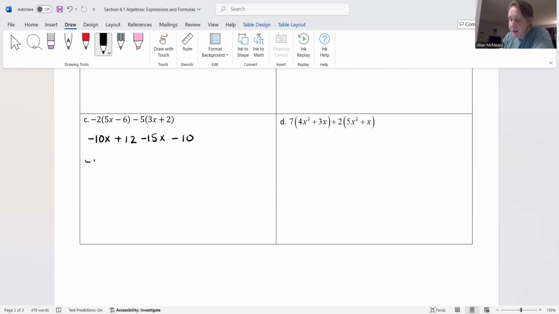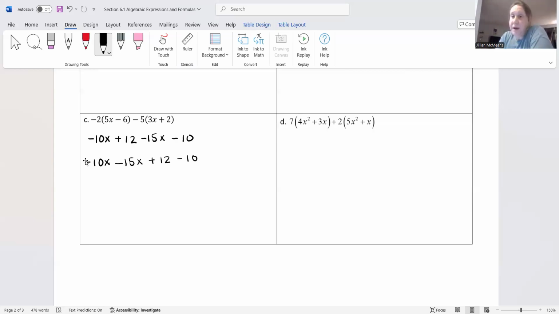So you could rewrite this as negative 10x minus 15x plus 12 minus 10. And that just gets the x's side by side and the constants side by side. This is not a required step. It is an optional step if it helps you, okay?